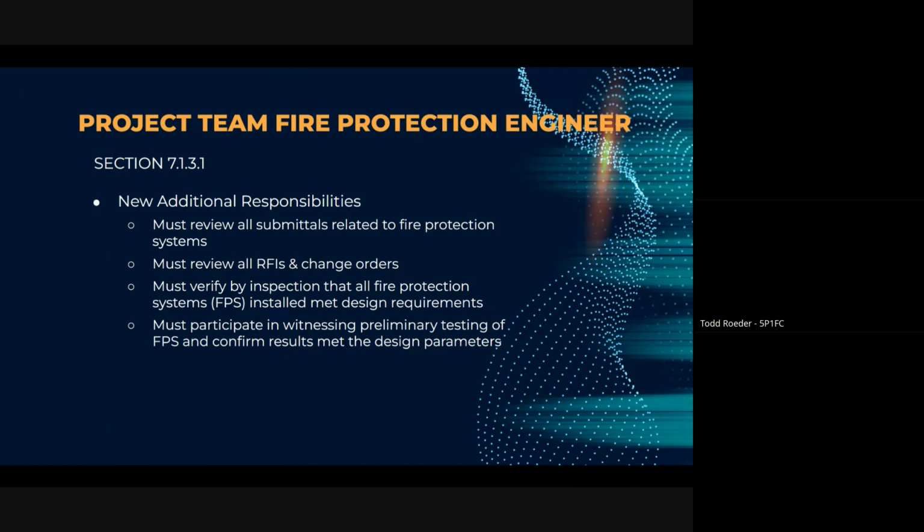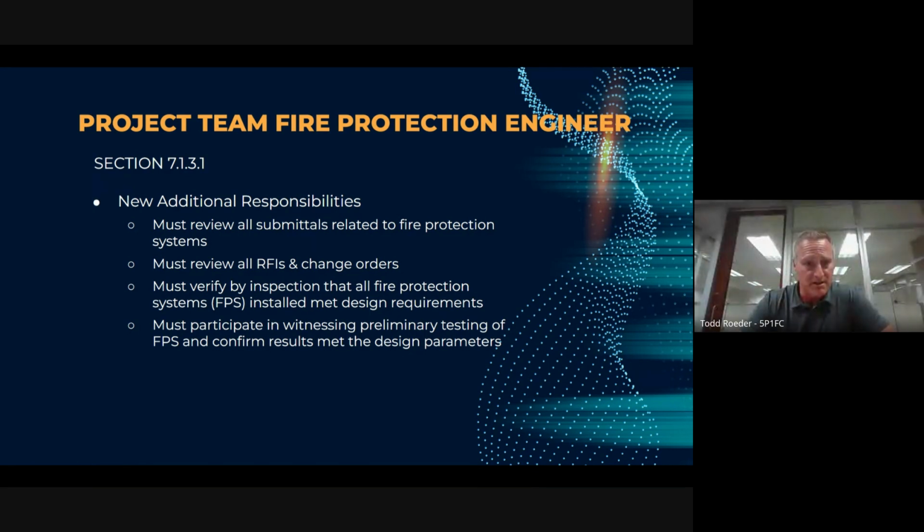The fourth additional responsibility that was added was that the design FPE is required to witness preliminary testing and confirm those results met the design parameters. One thing to make mention of: this does not substitute any additional acceptance and/or integrated testing that would be completed by the regional FPE on that project. In general, these additional responsibilities were added to reinforce the need that the project team FPE is an active participant through the entire life cycle of the project.